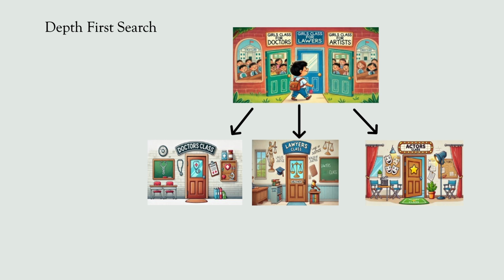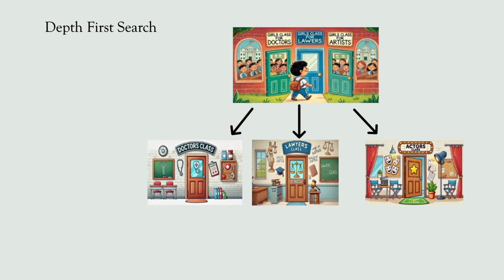Imagine that this guy has the priority here, it's actors, so he goes to actors and asks all the girls inside of the actor class, can I take your number? She said no, you can't. Then he goes back and asks all the girls inside the lawyers class, and also he gets rejected. Then he goes to the doctor class, also he gets rejected.